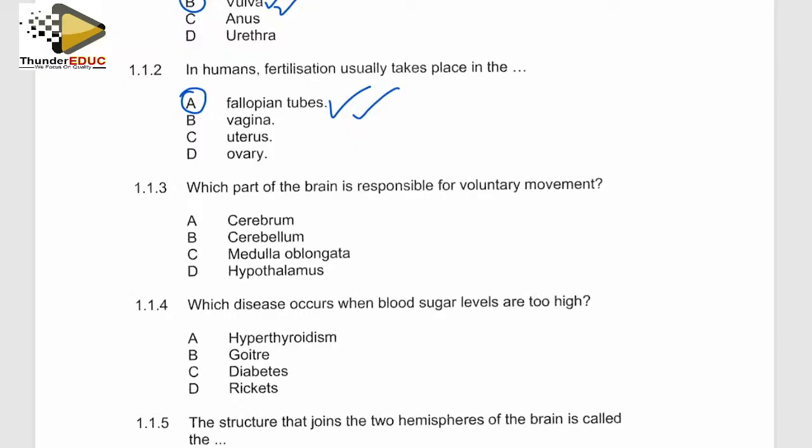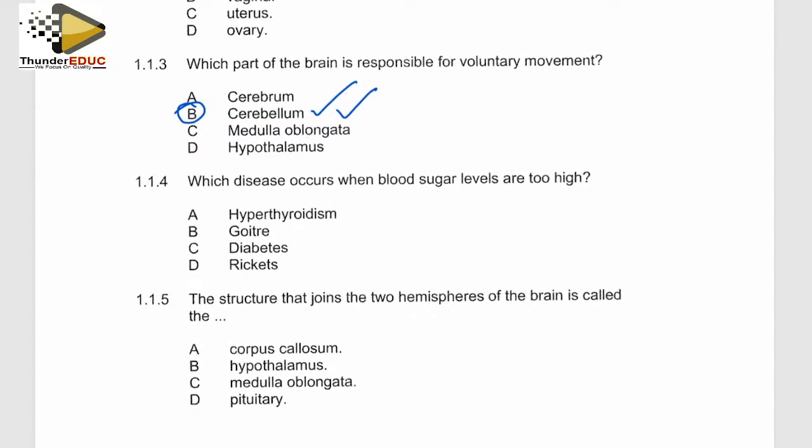We explained this yesterday. Which part of the brain is responsible for voluntary movement? When you talk about voluntary movement, it is different from voluntary actions. Voluntary movement is the cerebellum, so the answer becomes B. So you get 2 marks there.